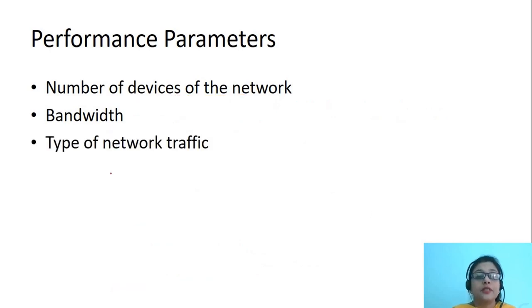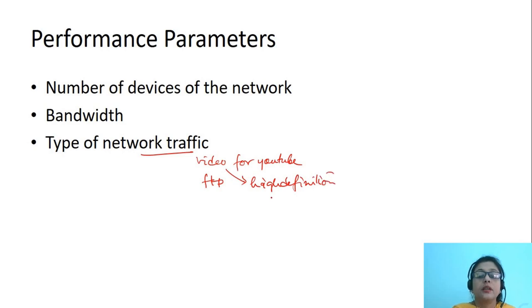Next performance parameter is the type of network traffic. Depending on the network traffic, whether you are using video for YouTube or you are simply downloading a file using FTP, or in the video also if it is a high definition file, then it will take much higher bandwidth. And so the performance will definitely degrade and it will be slower. The rate of the data transfer will be slower.